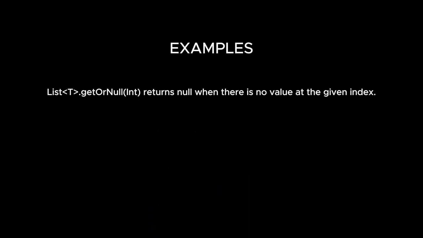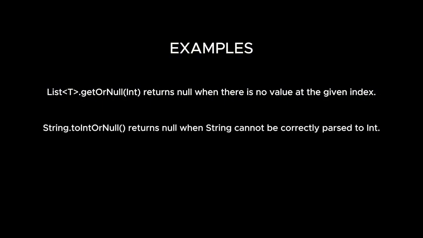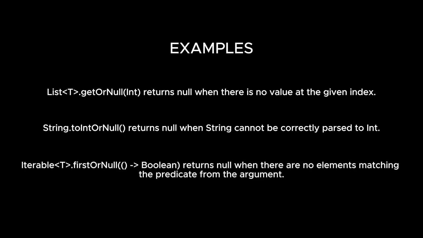Using the null result type. In Kotlin, null is a marker of a lack of value. When a function returns null, it means that it cannot return a value. For example, list.getOrNull returns null when there is no value at the given index. String.toIntOrNull returns null when the string cannot be correctly parsed to an integer. And firstOrNull returns null when there are no elements matching the predicate from the argument. As you can see, null is used to indicate that a function cannot return the expected value.